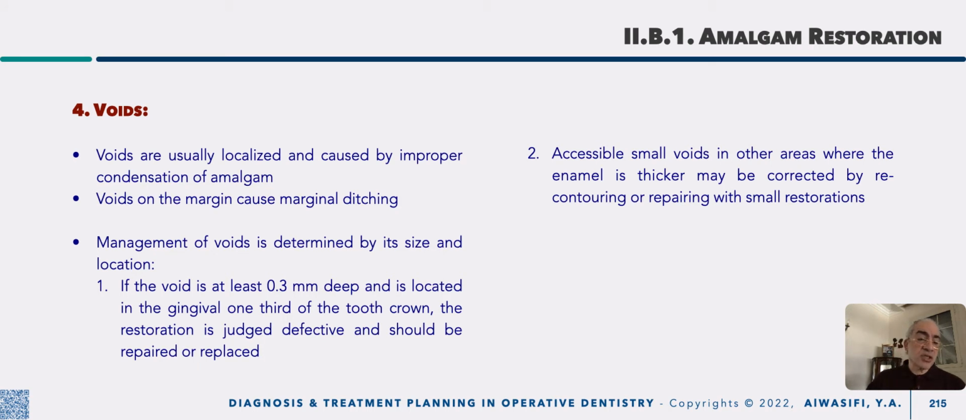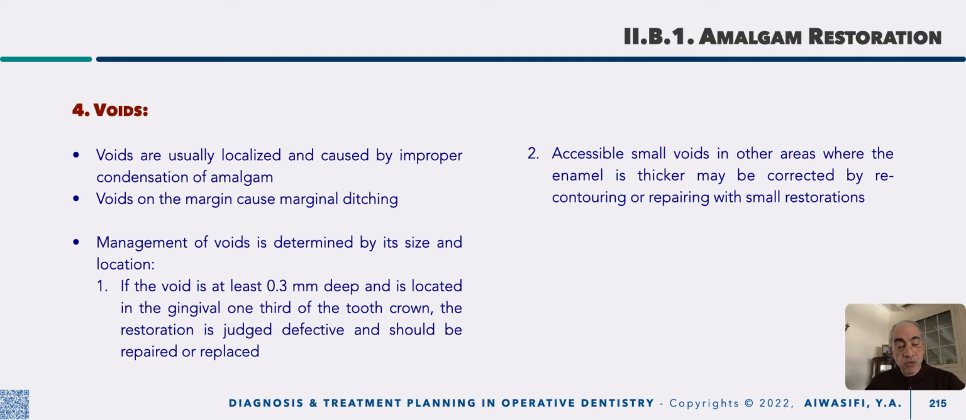Then come voids. Voids are mostly localized, not at the margin. If it is at the tooth restoration margin, it is considered a ditch, or it doesn't matter if it is originally a void or a ditch, it's a defective margin, a defect in adaptation. These voids are mostly due to improper condensation between each increment of amalgam, or sometimes the operator doesn't use the incremental condensation technique. He packs the amalgam as a whole and tries to condense it, and still there will be voids at the bulk surface of the amalgam restoration.